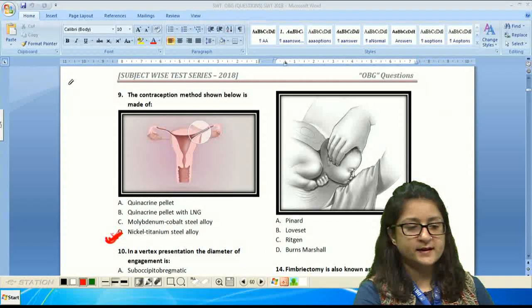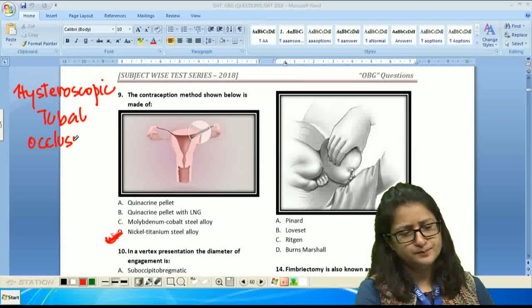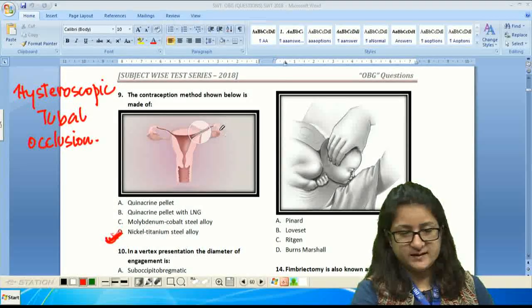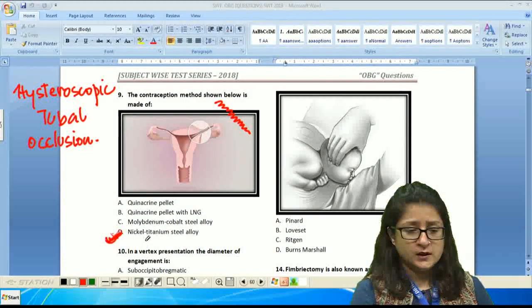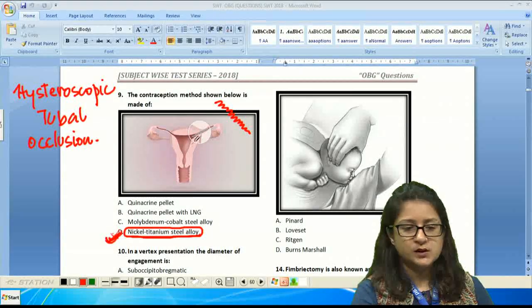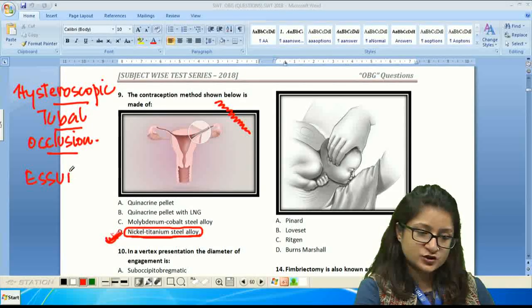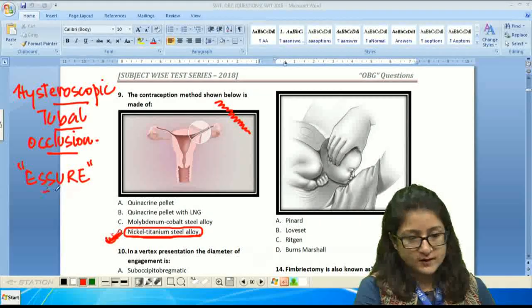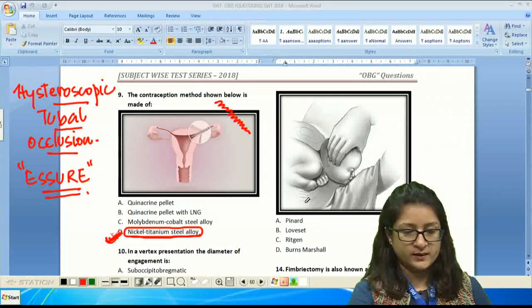This method is basically hysteroscopic tubal occlusion. Hysteroscopically, these are spirally curved rods which are inserted into the tubal ostia under hysteroscopic guidance, and this method is also called Assure. This is a contraception method for hysteroscopic tubal occlusion, which is shown in this figure.